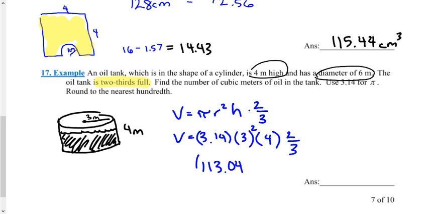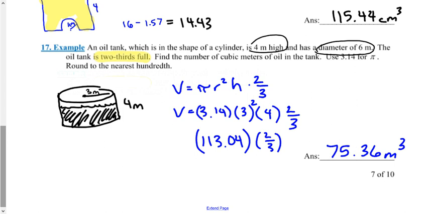Then we've got to take that whole volume, that's the volume of the entire tank, and we're going to take that times 2/3. So just take it times 2 divided by 3. That's how you do 2/3. Please don't use 0.66 or 0.67. Use 2 divided by 3, or 2/3 on the fraction button, and that gets you 75.36 cubic meters. Okay, so those are some composite figures.